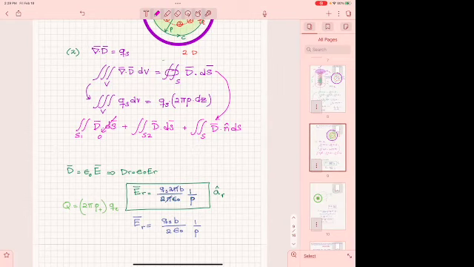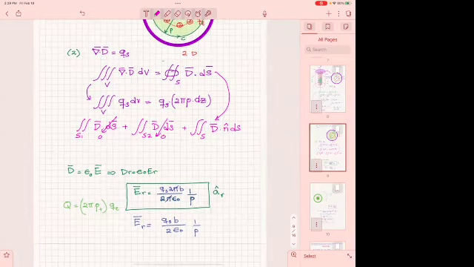We don't have a D sub Z. That goes to 0 because the only way to find a solution to that would be if D had a Z component. And this one here is going to be equal to D rho, which is constant on the surface, times the surface, which is going to be 2 pi rho dz. Okay?